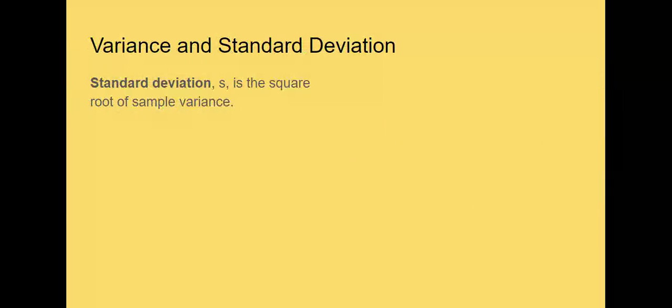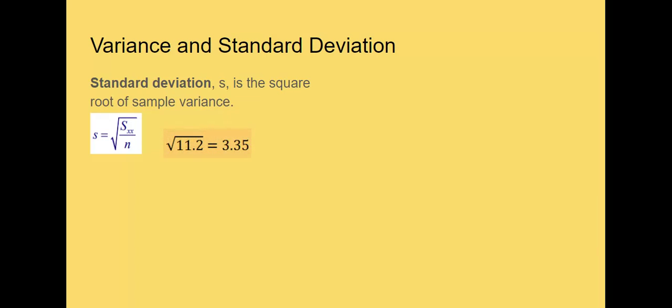How about standard deviation? Very similar to variance, but remember the variance is the sum of the squares, so it's a squared value, and the standard deviation finds the square root of the variance. Remember, variance is often referred to as s squared, standard deviation is s. So there's our square root of our variance, gives us a value of 3.35 as an average distance from the mean.